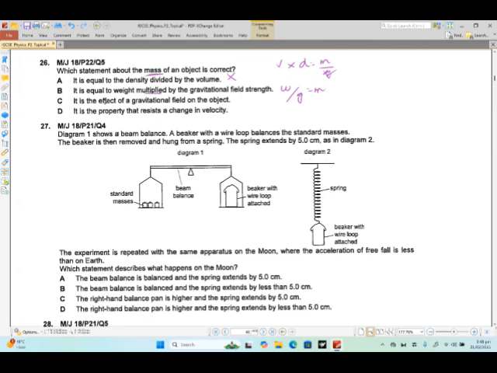It is the effect of gravitational field on the object. No. Weight is the effect of gravitational field on an object. So D would be the answer. It is the property that resists the change in velocity. Yes, this is the answer. It resists the change in which direction it's moving. Okay.